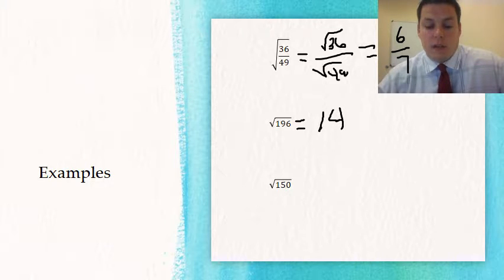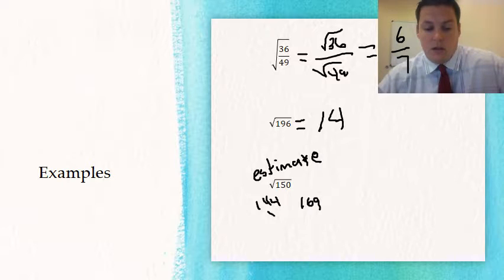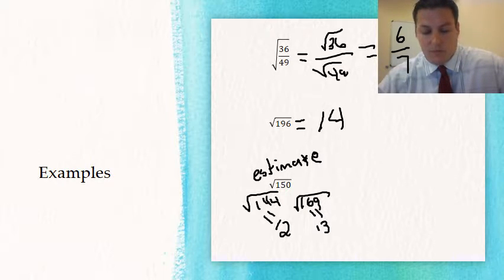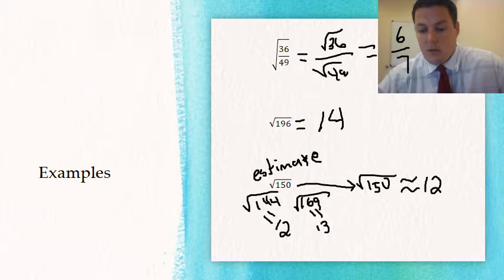All right, and if I were to ask you to estimate the square root of 150, you can look at your perfect square cheat sheet and say, well, 144 is a perfect square, and 169 is a perfect square. The square root of 144 equals 12. The square root of 169 equals 13. So the square root of 150 is closer to 144 than it is to 169, so it's going to be approximately equal to 12.